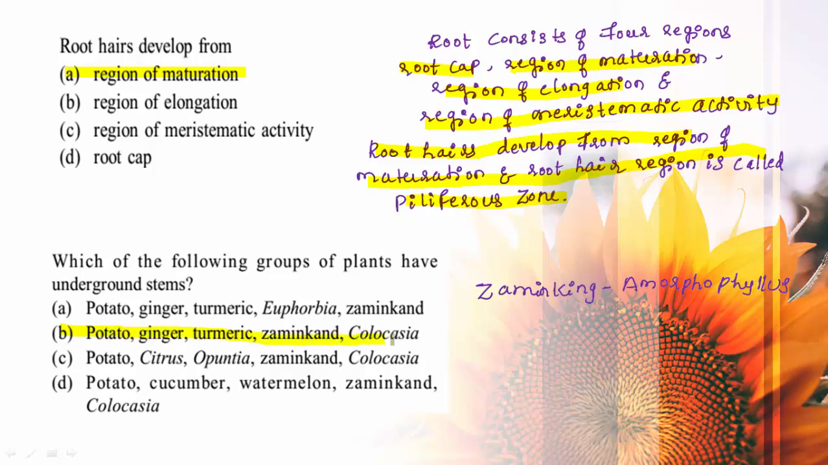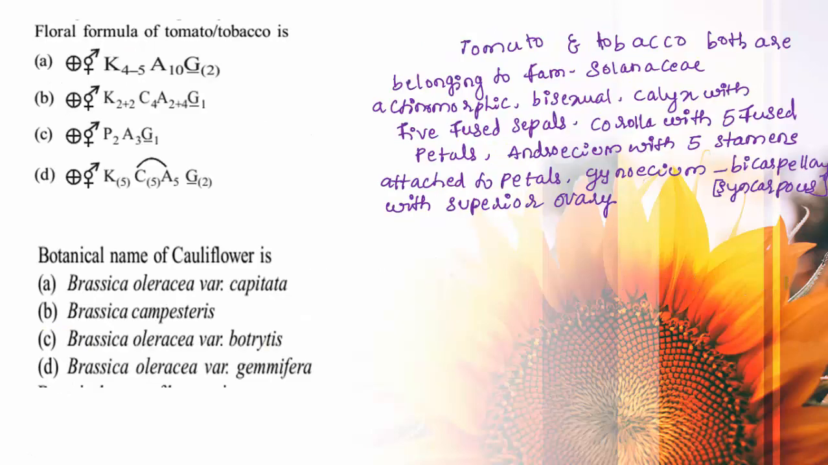So potato, ginger, zamikand and colocasia, in all these plants you can see the underground stem. The zamikand, so here I have written K-I-N-G, it is K-A-N-D, sorry, it is nothing but Amorphophallus. It is commonly called zamikand. Then next question.